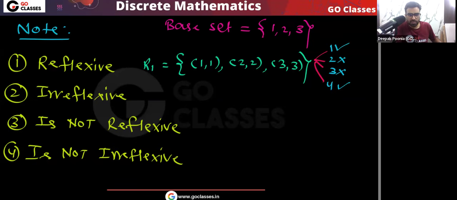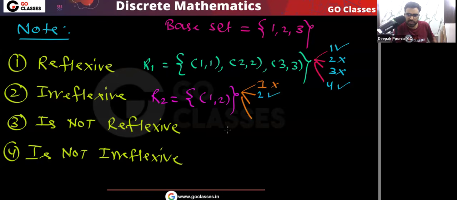Now, let me give you another example. Consider relation R2, that is 1 1, 2. This relation satisfies which of the four properties? You can see this does not satisfy property 1. Property 2 is satisfied, is not reflexive. Property 3 is satisfied, is not irreflexive. Property 4 is not satisfied.